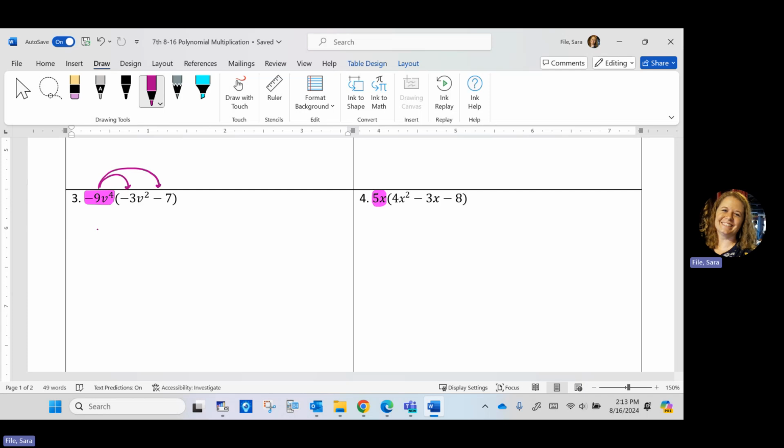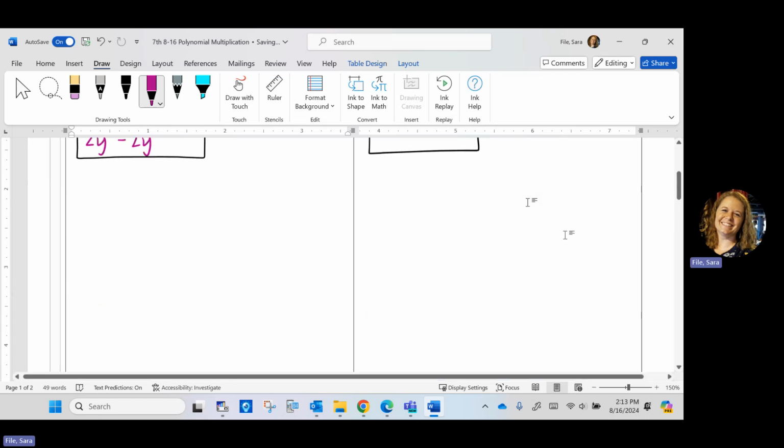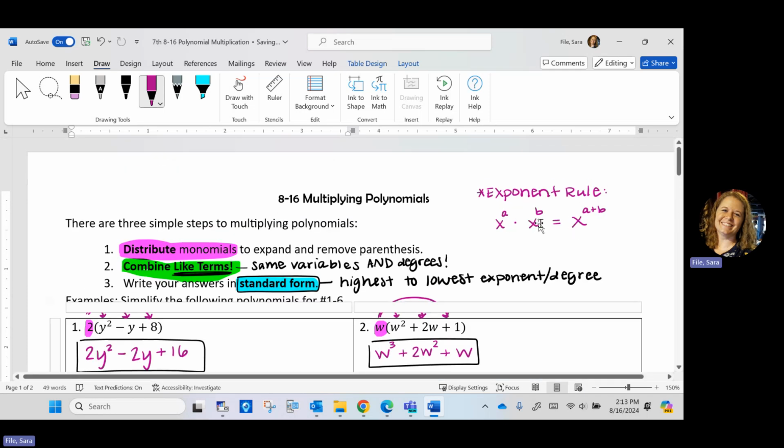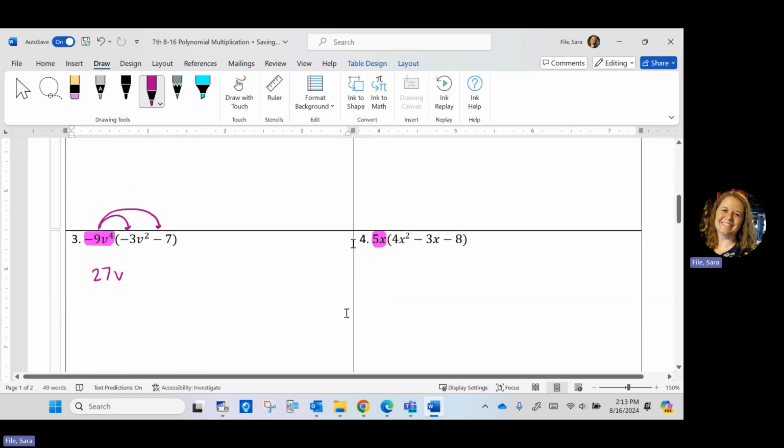Okay, and is it positive or negative? Positive, because a negative times a negative, we get a positive 27. Now the v to the 4th power times the v squared is going to be what? Are we multiplying the exponents or what did we? Yeah, we just reviewed up here. When we do that, we add the exponents. Okay, so that's going to be v to the 6th.